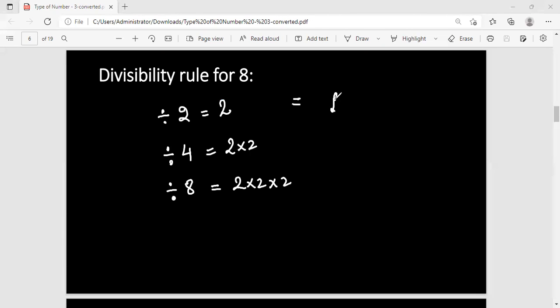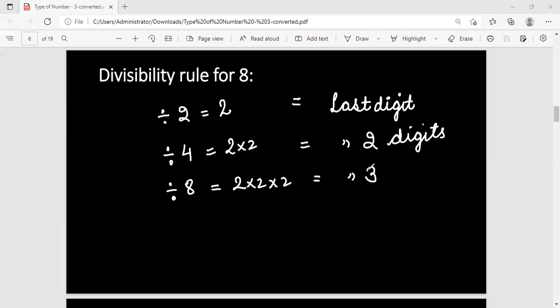Here we are taking the last digit. Here we are taking the last 2 digits. Here we can take the last 3 digits. Now you can see the pattern. If 2 is multiplied thrice, we are taking the last 3 digits. If 2 is multiplied twice, we are taking 2 digits.